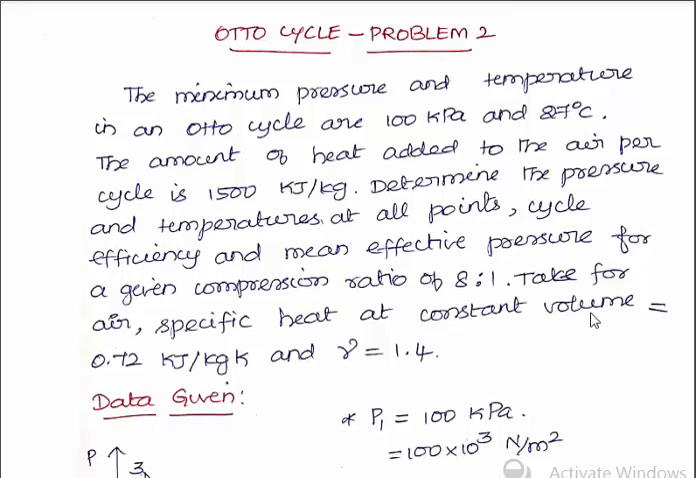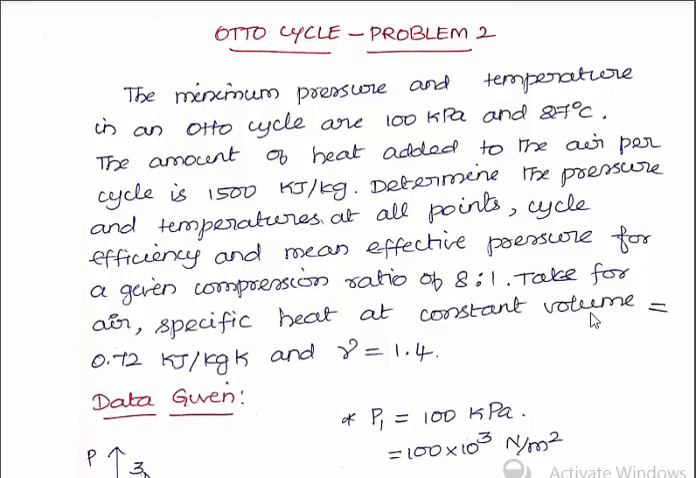So the minimum pressure and temperature in an Otto cycle are 100 kilopascal and 27 degrees Celsius. So Otto cycle la ulla 4 process la first point la ulla pressure and temperature values kuduthirukanga. The amount of heat added to the air per cycle is 1500 kilojoule per kilogram. So namakku theriyum Otto cycle is a constant volume heat addition cycle, correct? So 2 to 3 process la heat is added at constant volume. So add aagara heat oda value kuduthirukanga. Qs is 1500 kilojoule per kilogram.